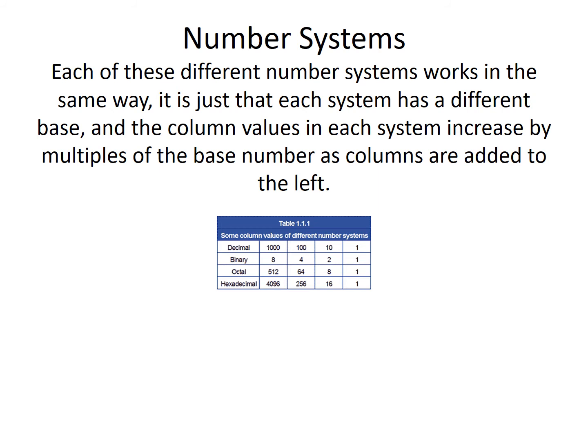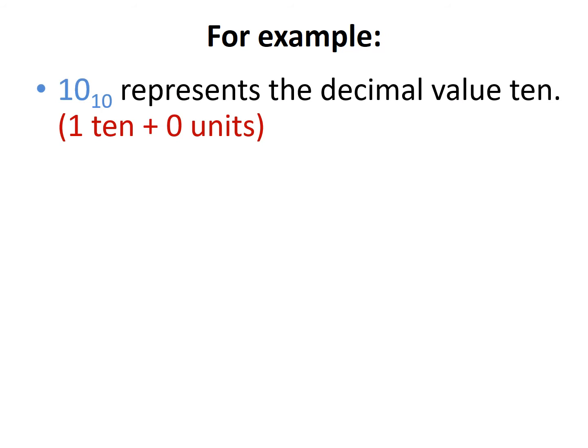Then for hexadecimal, the last column is 1. Then the previous column is 16 times that value, then 256 times, then 4096 times. That is, each column varies with 16 times the previous column. Likewise, each number system follows a hierarchy. Now, 10 base 10 represents the decimal value 10. In the decimal number system, the value of 10 is 10.